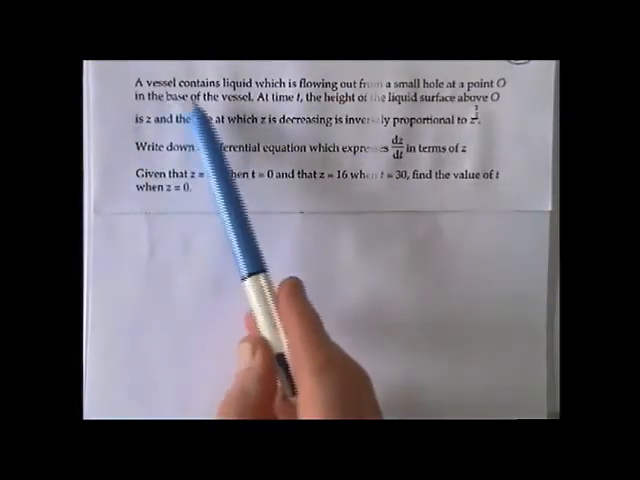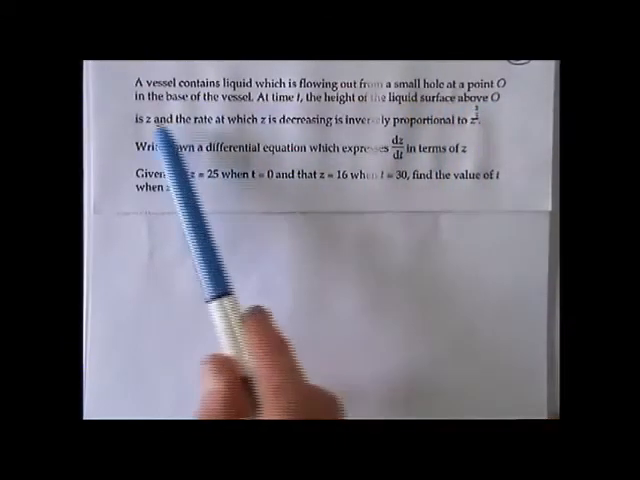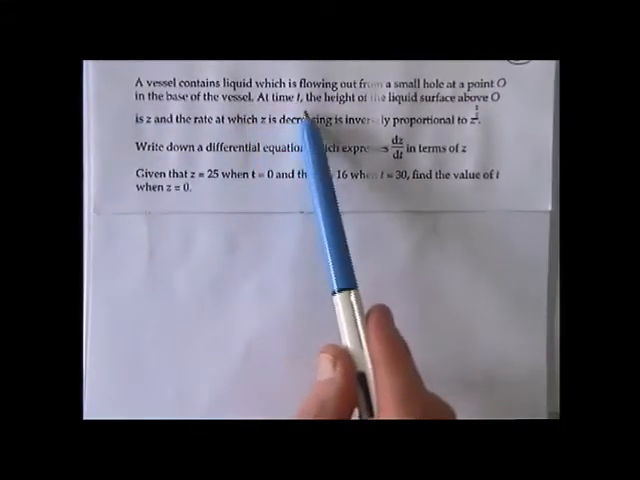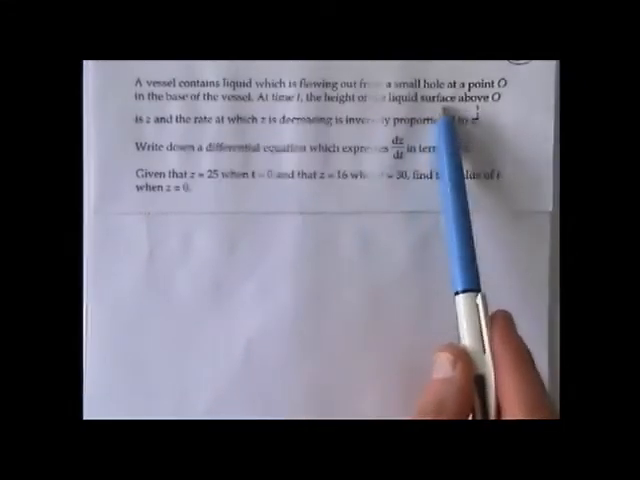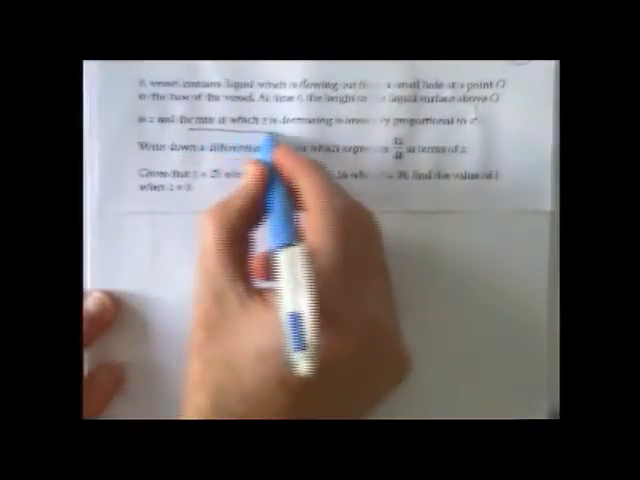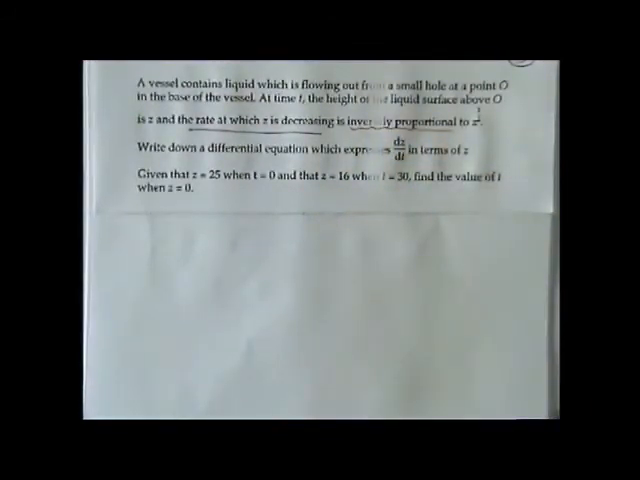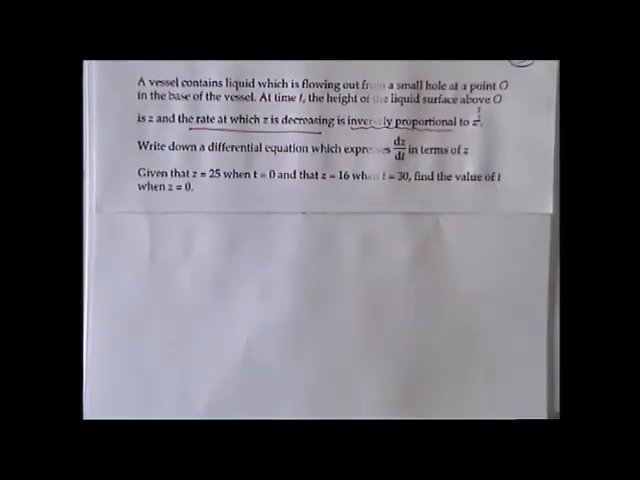We've got now a vessel containing liquid which is flowing out from a small hole at point O in the base of the vessel. At time t, the height of the liquid surface above O is z, and the rate at which z is decreasing, that's going to be important, is inversely proportional to z to the power of 3 over 2. Write down a differential equation which expresses dz/dt in terms of z. And then we've got to do other stuff.